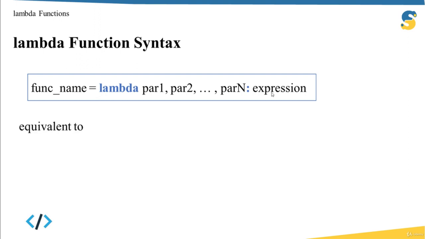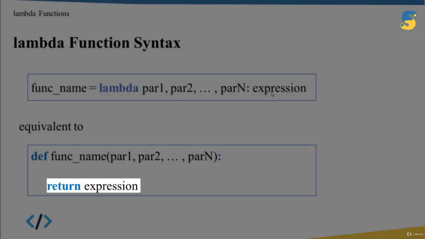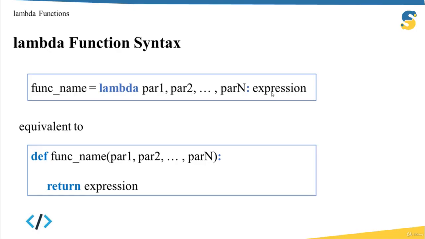Now, if I want to compare this function with the traditional function that we know, you will note that the function name is here, the list of parameters is after the lambda keyword, and then the return expression. Here in a lambda function, we don't use the return keyword, just the expression itself.